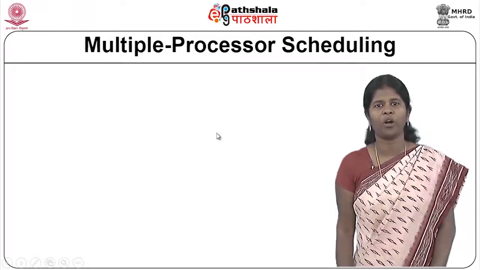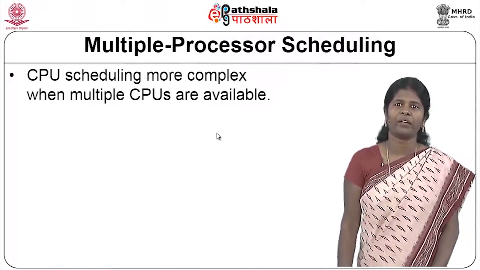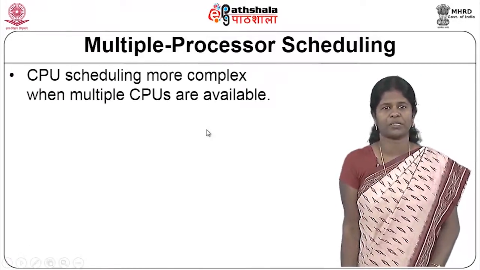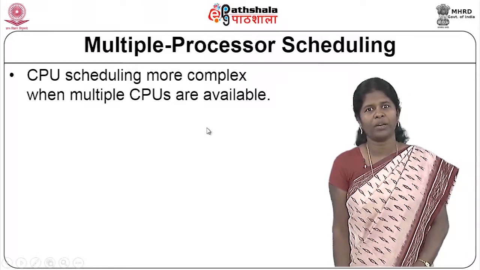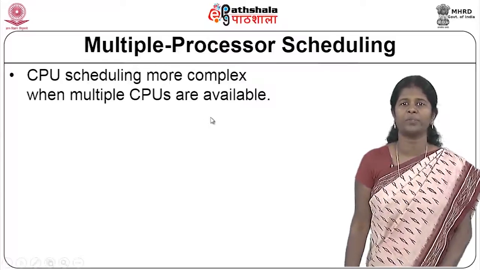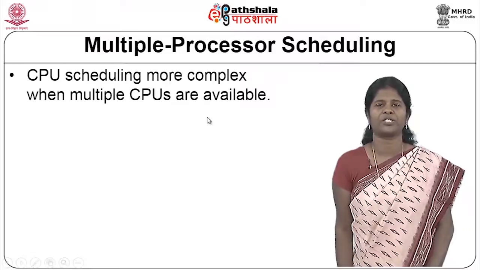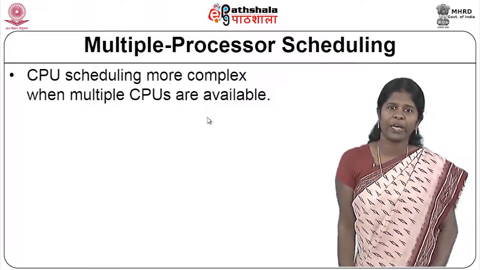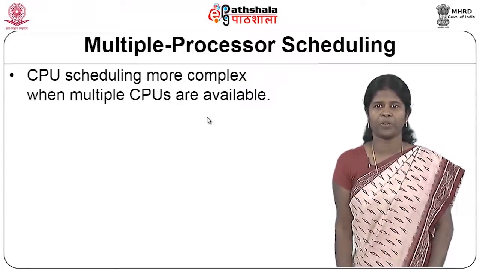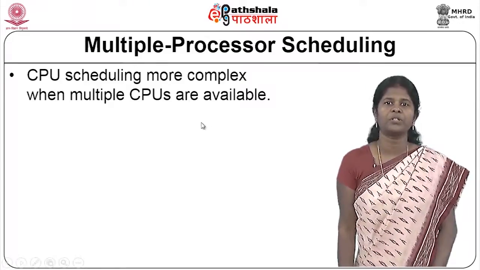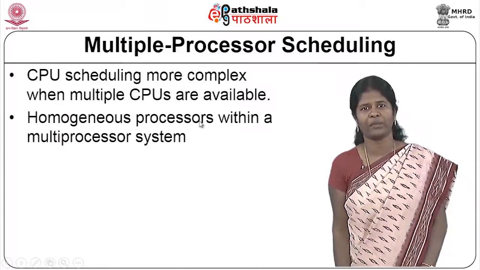And now we move on to another category of scheduling algorithm where you have multiple processors. The algorithms that we had seen till now had only one CPU or only one processor, but now this scheduling algorithm is looking at how to schedule processes when there are multiple processors, multiple CPUs. So, scheduling becomes much more complex when multiple CPUs are available.